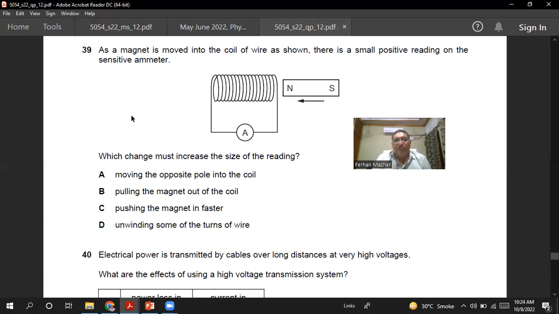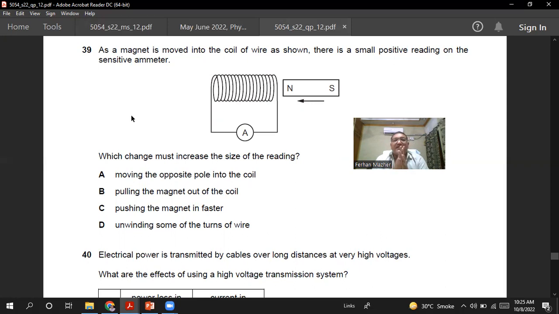As a magnet is moved into the coil of wire as shown, there is a small positive reading on the sensitive ammeter. Which change must increase the size of the reading? You see, when you move the magnet relative to the coil, because the magnetic flux of this magnet passing through the coil changes, EMF is induced in the coil. We call it electromagnetic induction. And how you can increase that current? There are some methods. For example, you can increase the number of turns per unit length in this coil, or you can use a stronger magnet, or you can move this magnet faster.